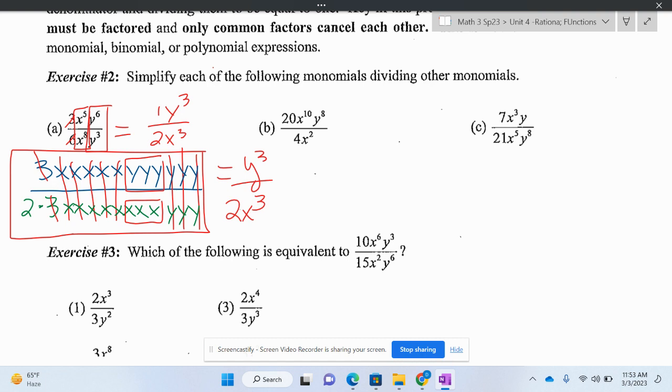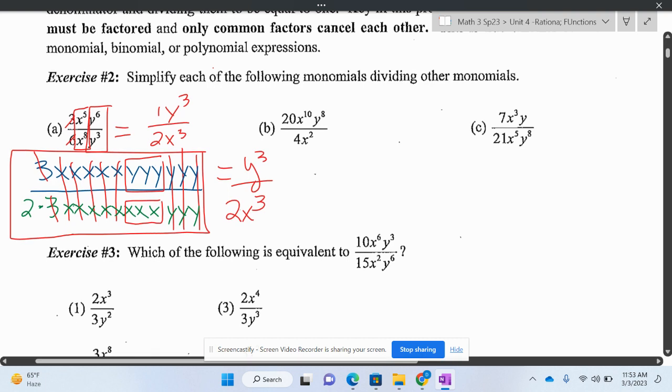Are you kidding me? That's horrendous. I don't want you to do it like that, but I want you to know where the rule came from.